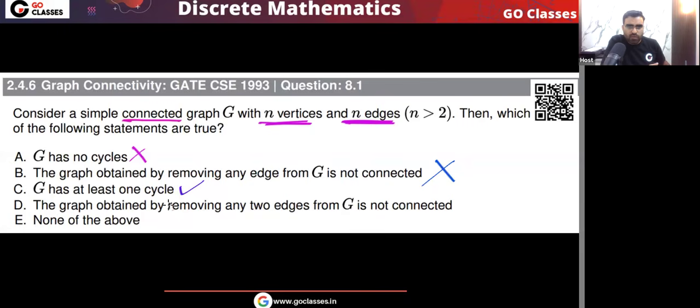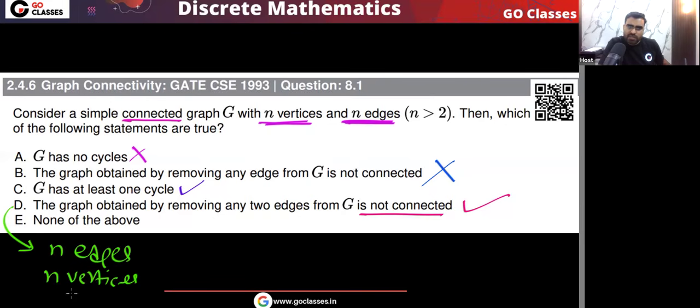Option B is gone. What about option D? The graph obtained by removing any two edges is not connected. Yes, this statement is true. What is the reason? Very simple point. Here you already have n edges, n vertices, and it is connected. This situation we already have. Tell me, if I remove two edges, then what will happen? Let me know.